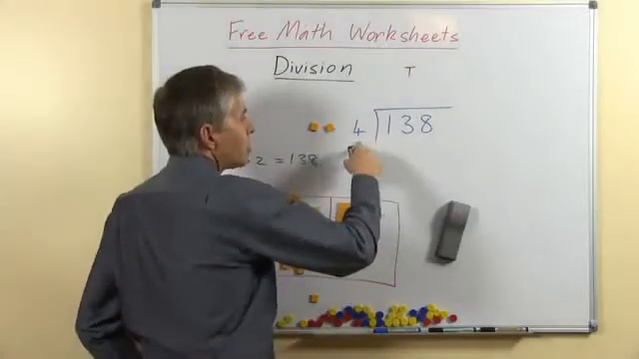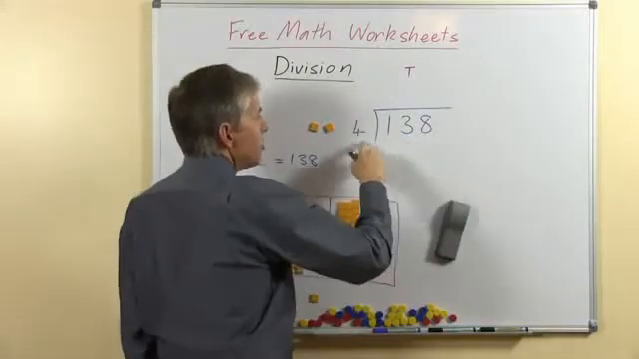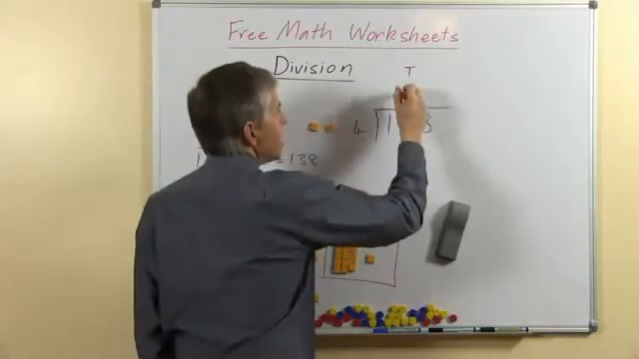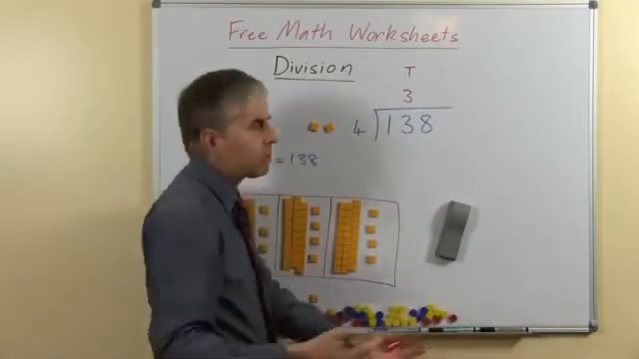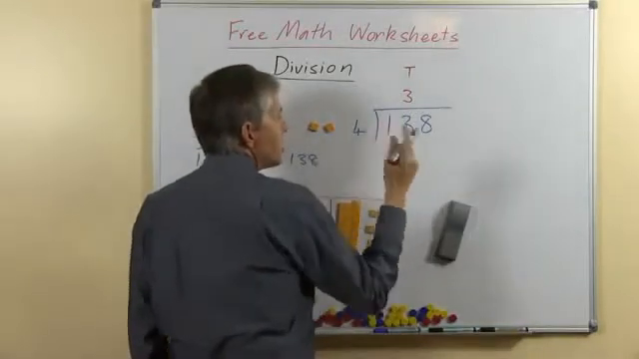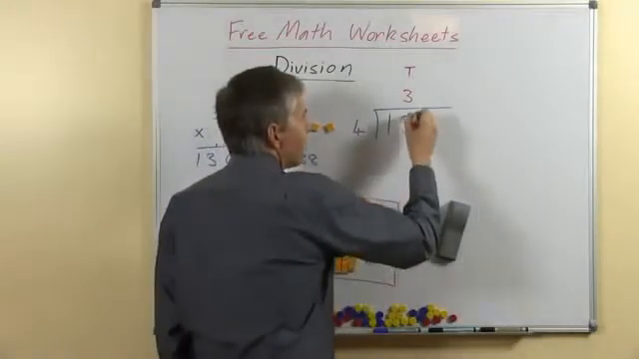So here we have 100 to share among 4. Can we do that? No. We've got 13 tens. Share among 4. How many will each person get? They'll get 3. And how many will that distribute, or how many do we share out? 3 4s are 12. We do this in our head. Take the 12 away from the 13. How many are left? 1 left.